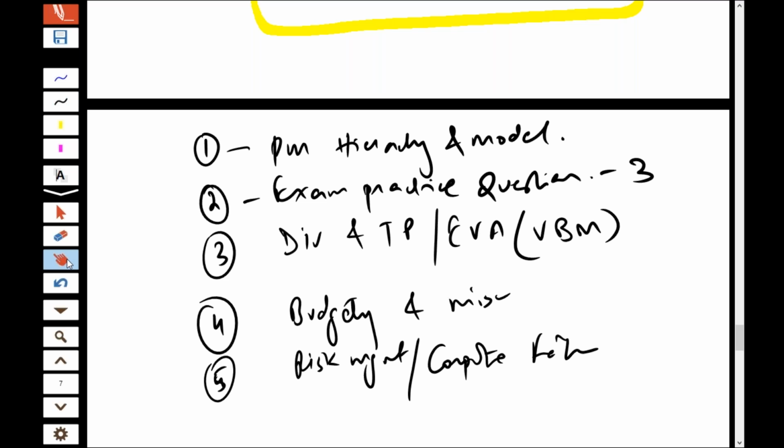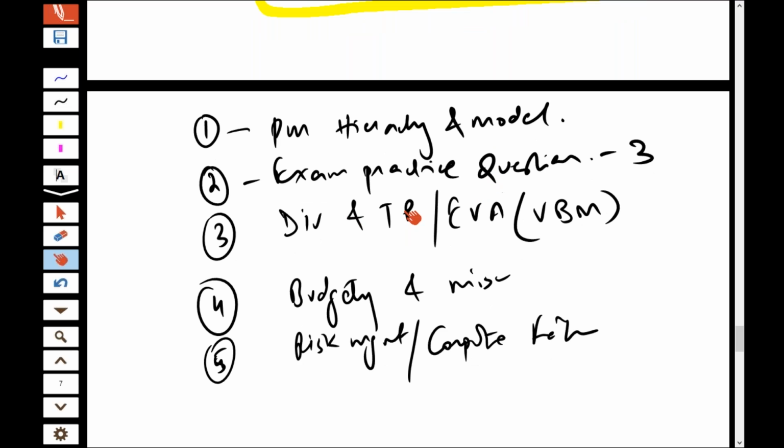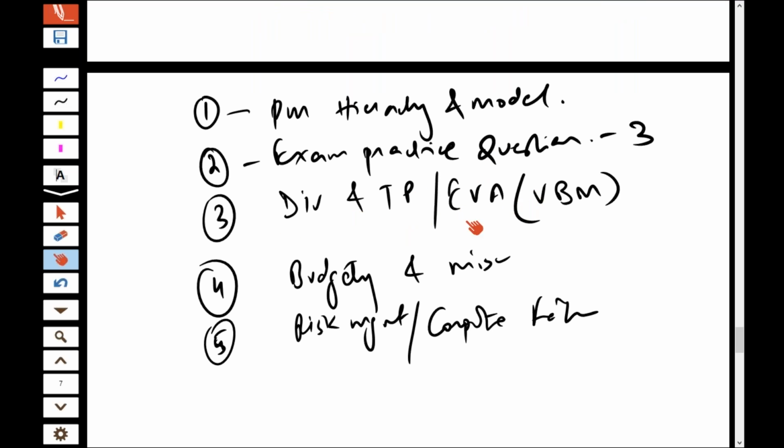So this is what we are going to be following, the performance management hierarchy and the different models that are going to be part and parcel of the performance management hierarchy are going to be considered here. The exam practice questions, the divisionalization and transfer pricing, budgeting and miscellaneous activities, and then we would have the risk and uncertainty and the corporate failures.